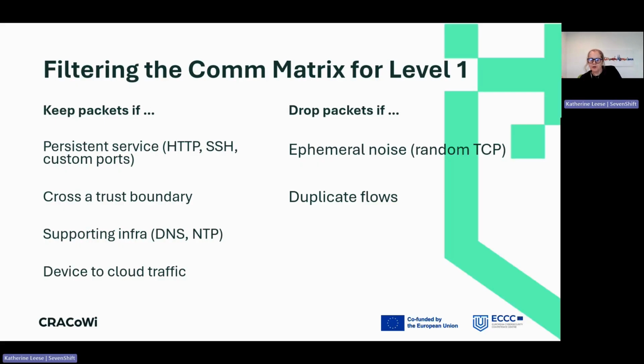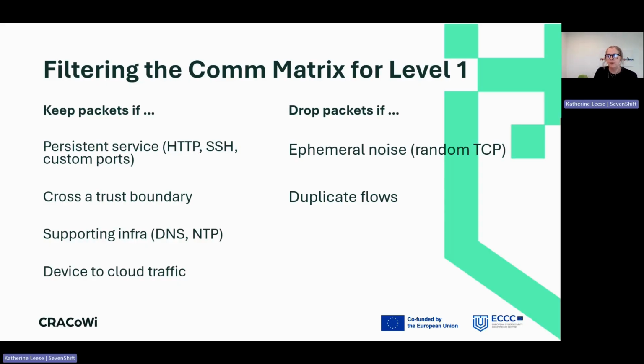So if you don't have Bunkai, you might have to do a little bit of manual editing on your COM matrix to get rid of duplicates. Bunkai does this automatically, but we're looking for a single entry for each line of communication in each direction. So, for example, ephemeral noise, random TCP packets can be disregarded, and duplicate flows as well. We want to try and refine it down, so we're just looking at the individual flows.